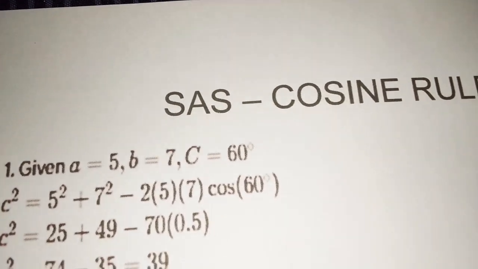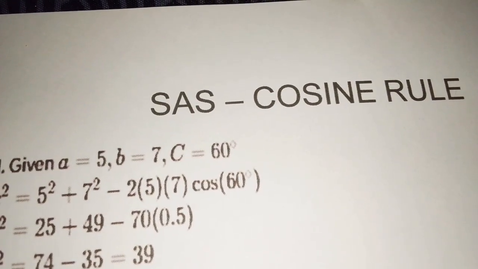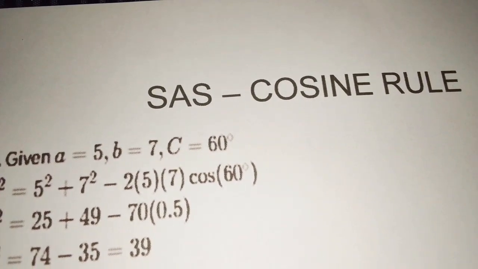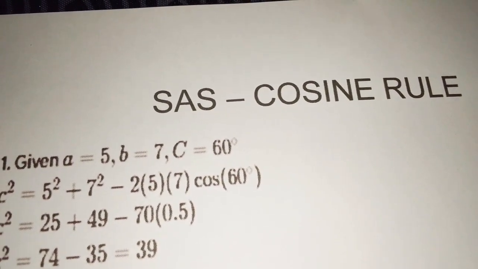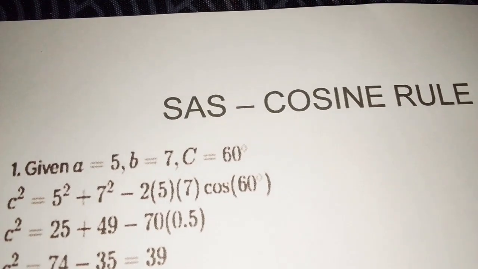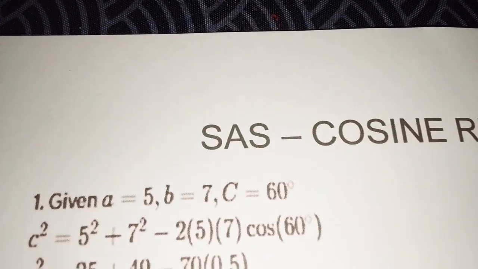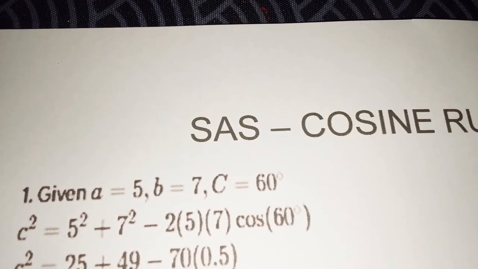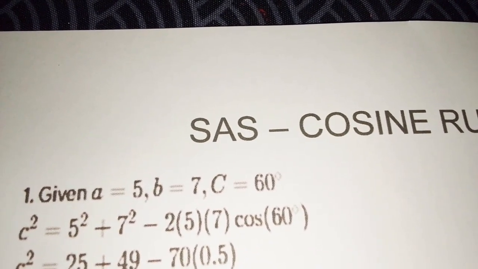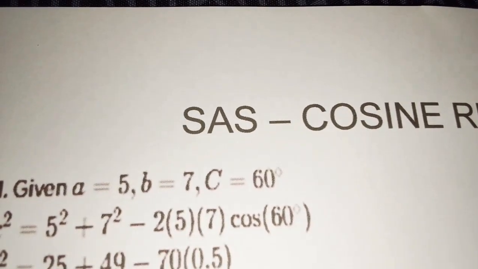For today, we're dealing with the cosine rule, particularly the side angle side type of problem. So I have here a given example. Say, for example, the side A is 5 and the side B is 7 and the angle C is 60.